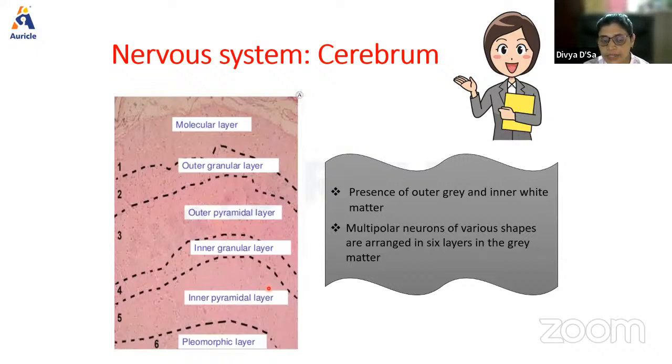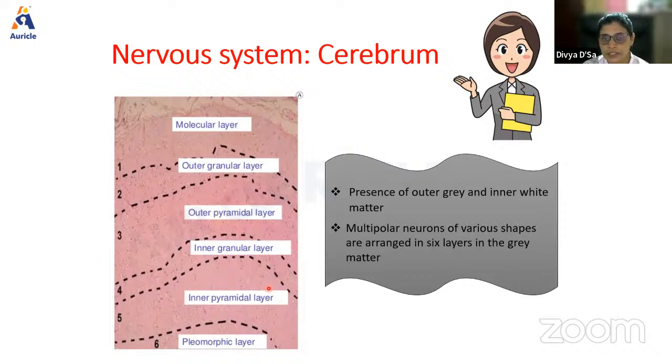In addition to that, in the inner granular and inner pyramidal layers, we see what we call the horizontal fibers of Baillarger. Those two things are characteristic features. In the inner pyramidal cell layer, we see large pyramidal cells, which are otherwise called cells of Betz. That we see in the inner pyramidal layer. These are the things which we need to know.